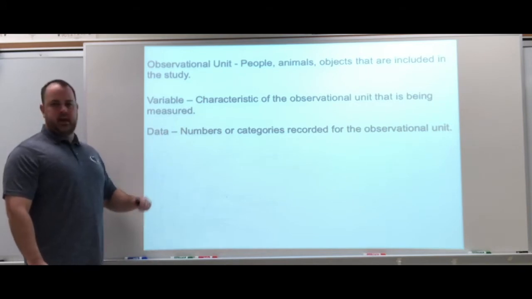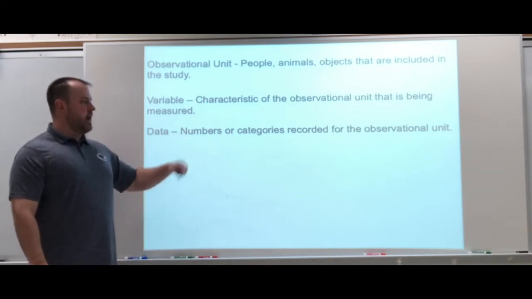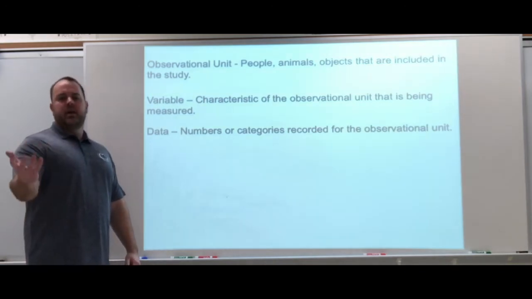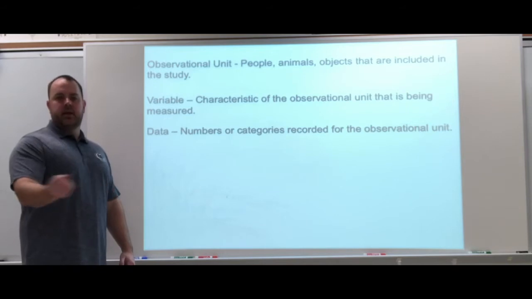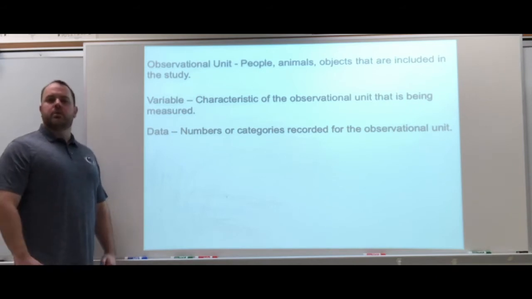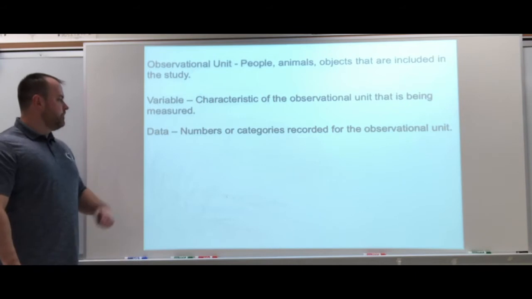So the data in this case would be the length of the word, whatever we're recording about it. Numbers or categories recorded for the observational unit. So like I said in that example, it might have been the number of letters or the number of syllables. Okay? Sometimes I might give you a little more detail than others. Just kind of use some common sense. How would they measure the length of a word?